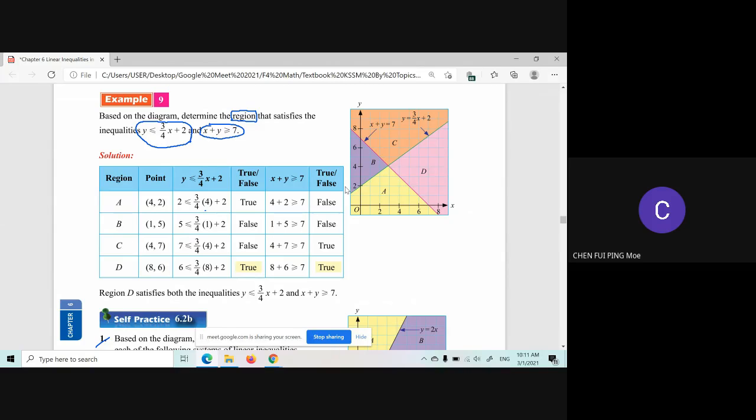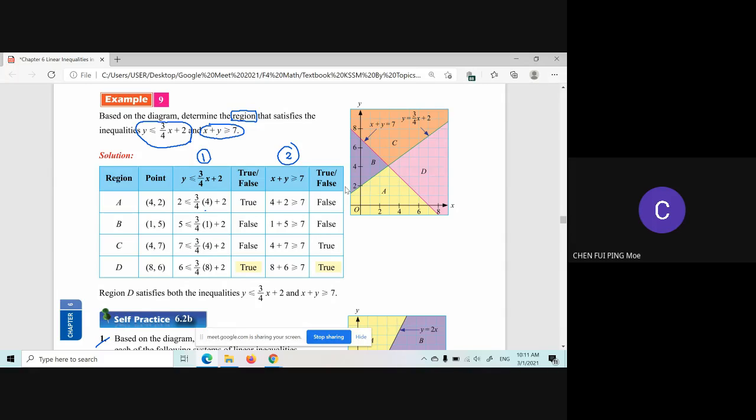You have two inequalities and the straight lines are already drawn. After dividing like this, you can have four regions: region A, region B, region C, region D. So out of these four regions, which one satisfies both inequalities? What you need to do is make the table like just now. This is inequality number 1, and this is inequality number 2.